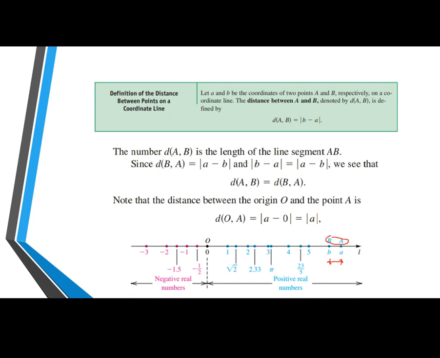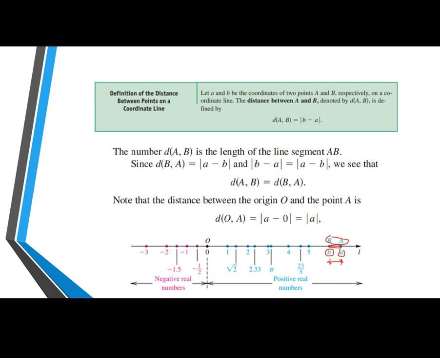Since the distance B to A is equal to the absolute value of A, B. So given A and B are real numbers, points on the line, and B minus A is equal to the absolute value of A minus B. So we see that the distance from point A to B is just equal to the distance from point B to A. So it's the same, whether you travel from point A to B, the distance is the same.